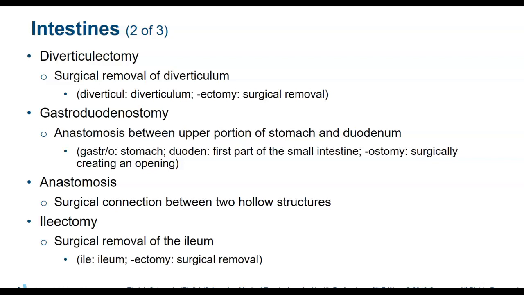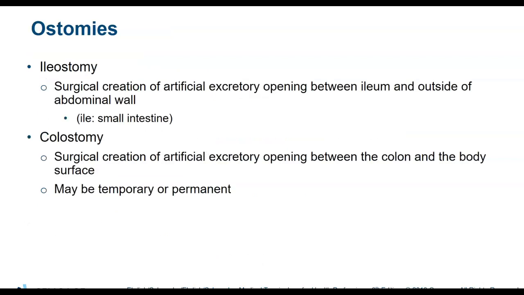Duodenostomy. Again, there's an anastomosis, and an anastomosis is a connection between two hollow tubes or structures. And so they take part of the small intestine and maybe connect it to the stomach, or they take part of the ileum and part of the duodenum and connect each other. They take out the part that's being affected. Ileectomy, again, is a surgical removal of the ileum, which would be problematic because that's where the nutrients come in.